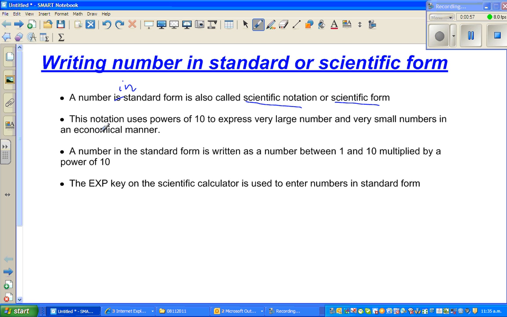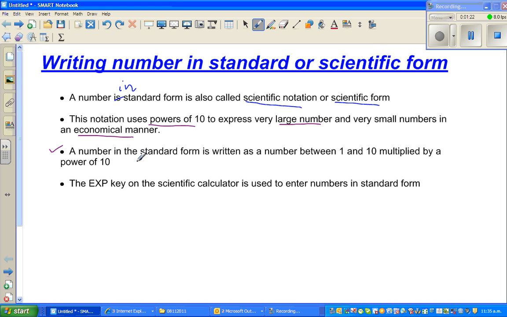This notation, the scientific notation or scientific form, uses powers of 10 to express very large numbers or very small numbers in an economical manner. I'll explain that later on. What does economical manner mean? And this is very crucial.